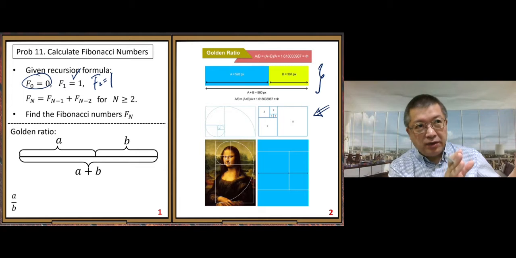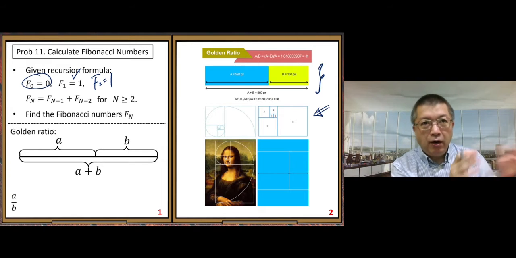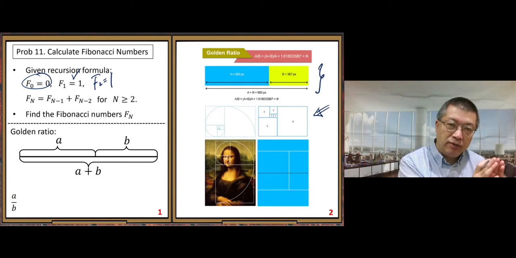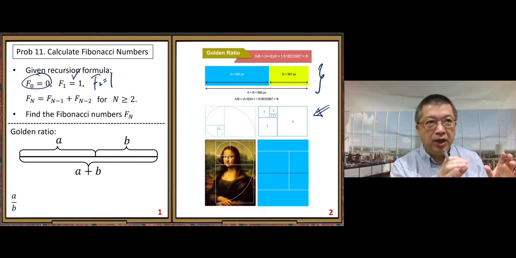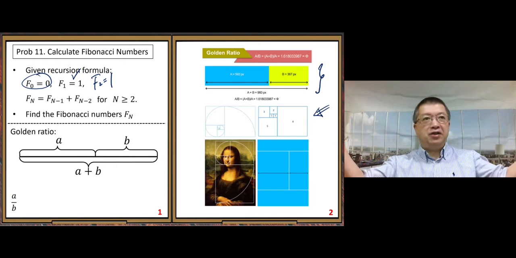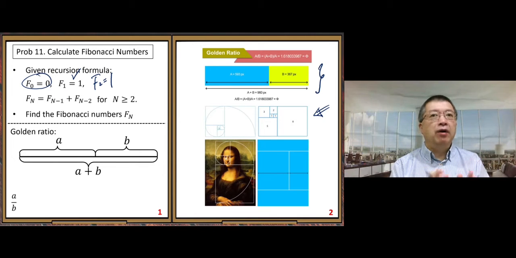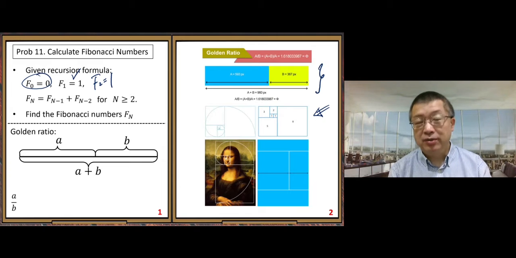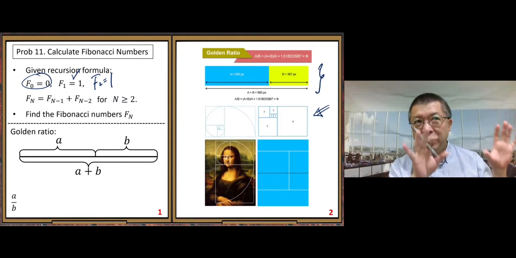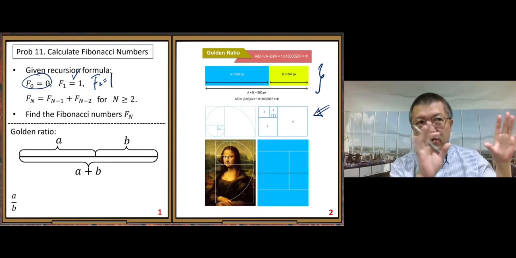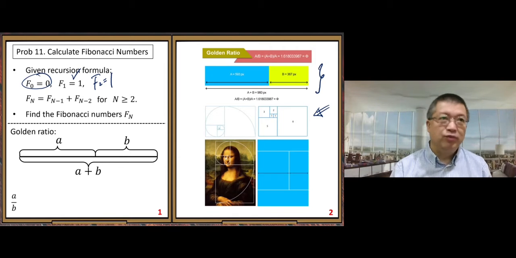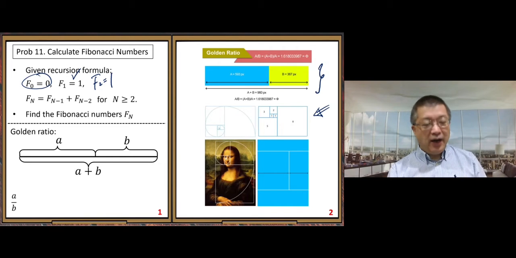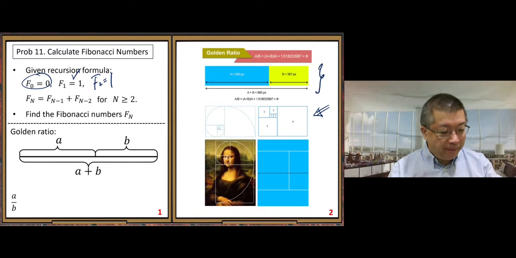Longer line segment, its length A over the shorter line segment length B, that ratio should be the whole line segment A plus B over the longer line segment A. That sounds reasonable, right? So first, this arrangement looks reasonable.